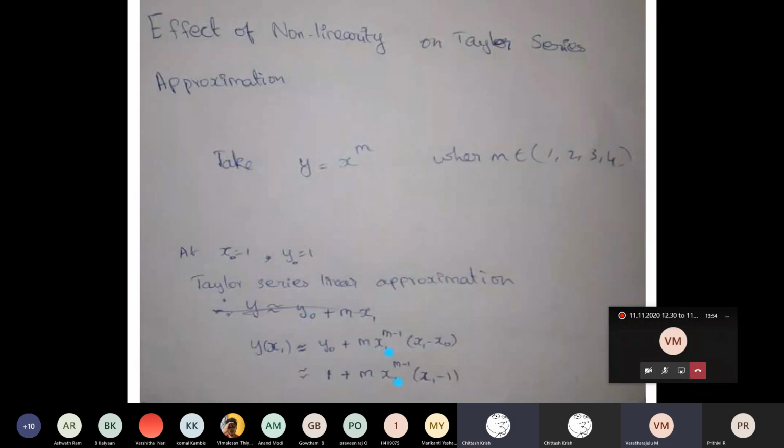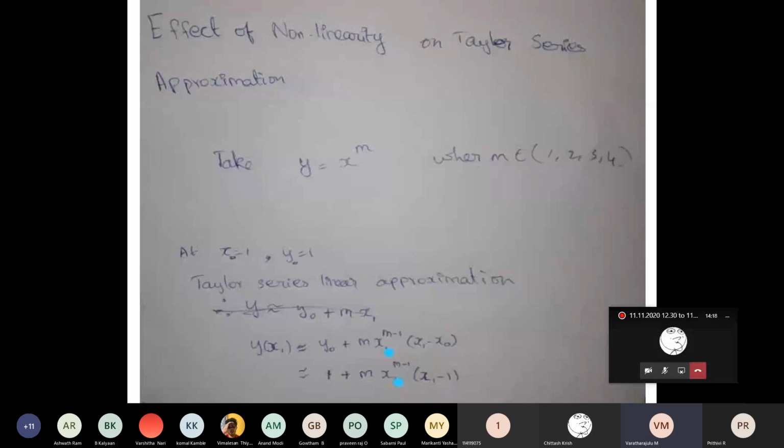Yes, yes. Now let us take the function y equal to x power m, where m indicates 1, 2, 3, 4, etc. Now we can see that when x equal to 1, y value will be 1 for all values of m. So let us take x naught as 1 and y naught as 1.